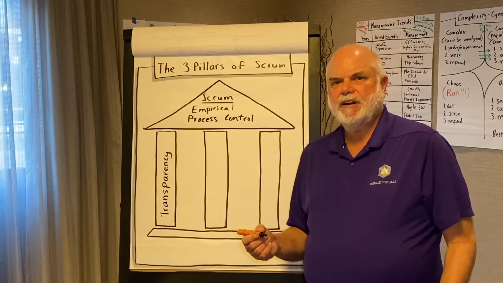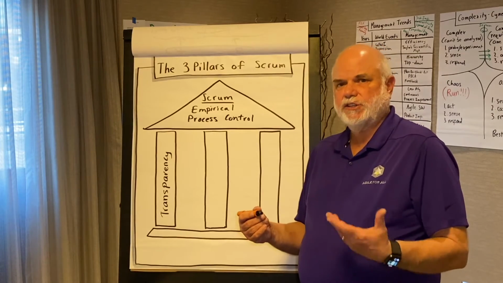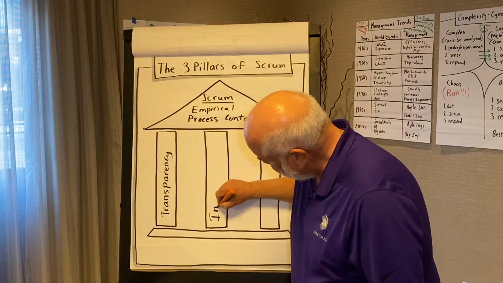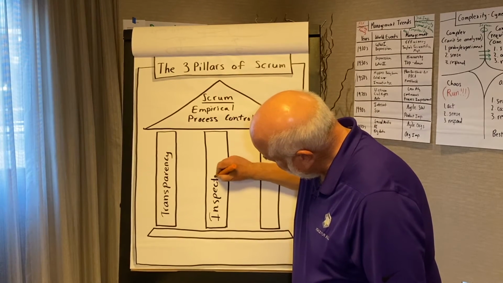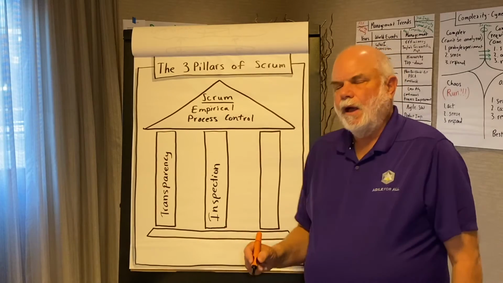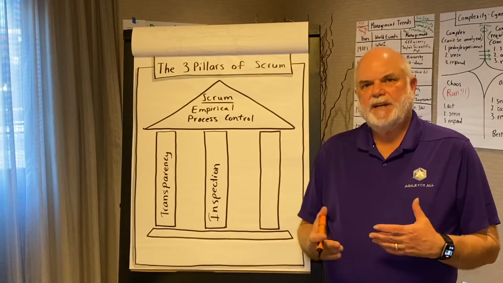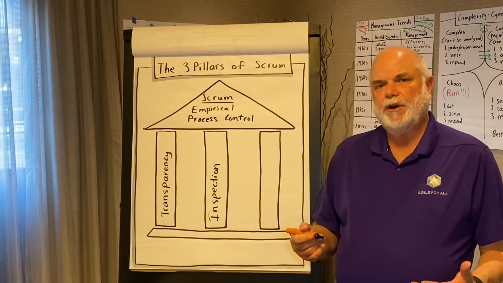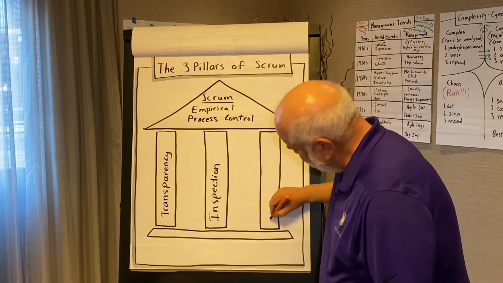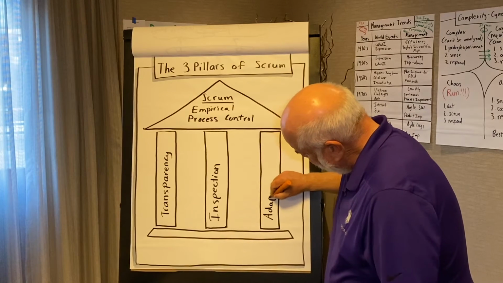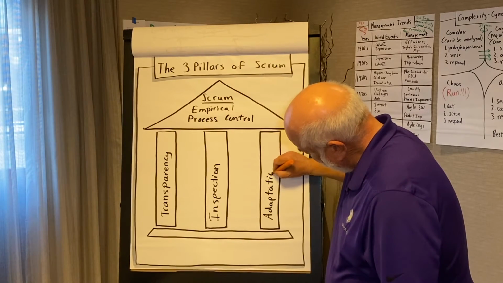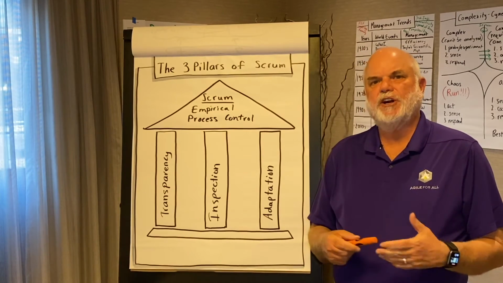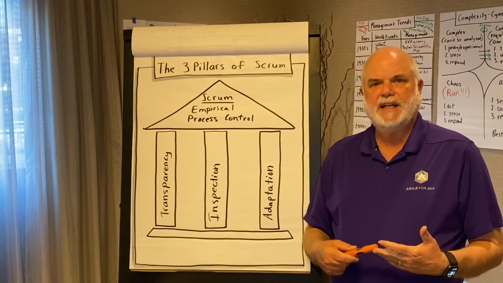Once we have that transparency, we need to actually look at those things. So step two, pillar two, is inspection. We should look closely at whatever we've been transparent about, and based on that inspection, we should change things going forward. So step three is adaptation. Transparency, inspection, and adaptation are the three pillars of Scrum and empirical process control.